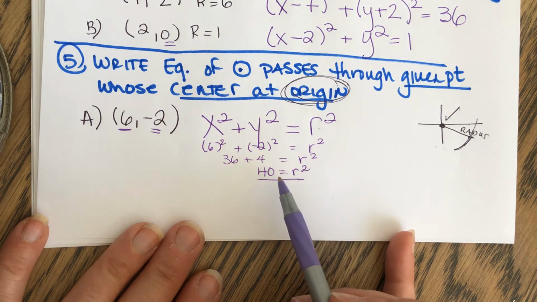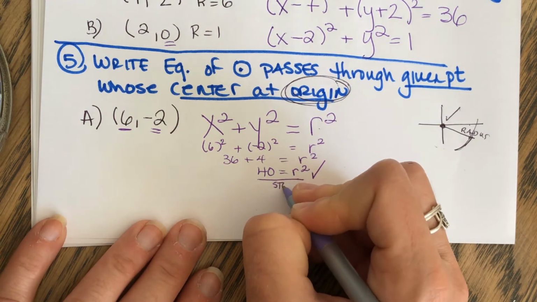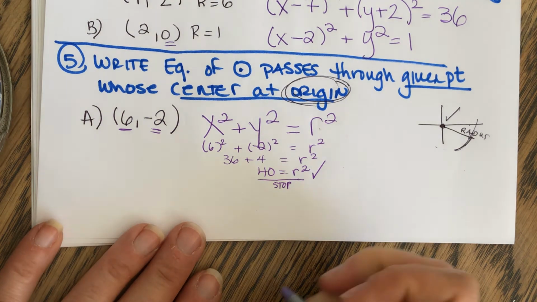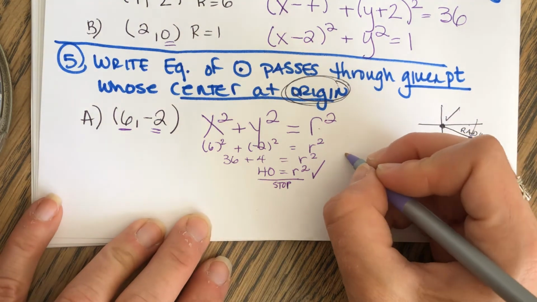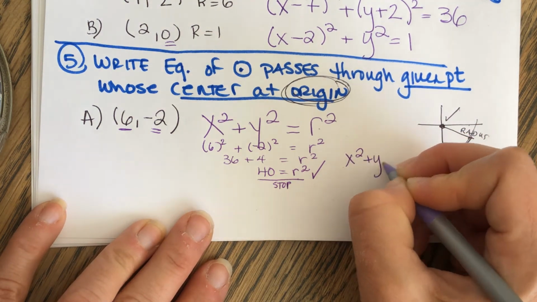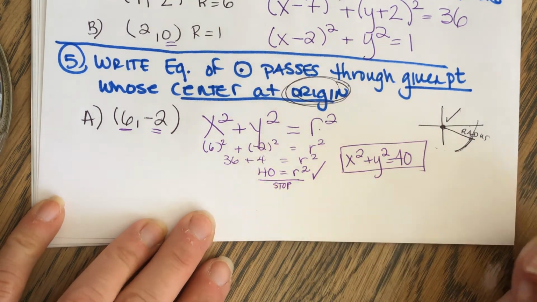The most common mistake is you guys are going to square root this. Do not square root this. I want you to stop here. You want r squared, so now you have r squared. So when you write the equation of the circle at the origin, you already found everything and you are done.